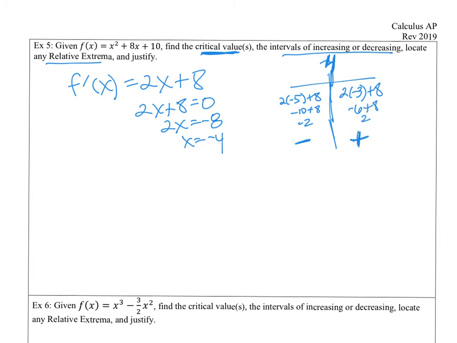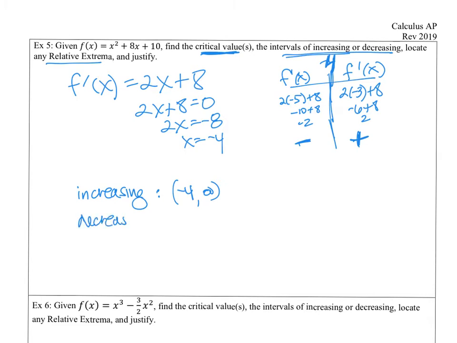So we know the intervals of increasing or decreasing. Notice I put this in the derivative. So f prime of x is negative when x is less than -4, and f prime of x is positive when you're bigger. So increasing intervals is going to be -4 to infinity, and decreasing intervals is going to be -infinity to -4.